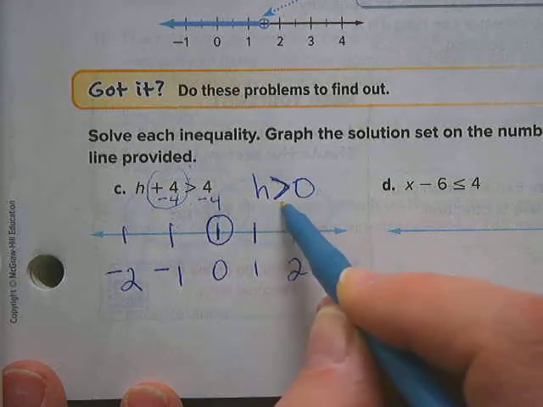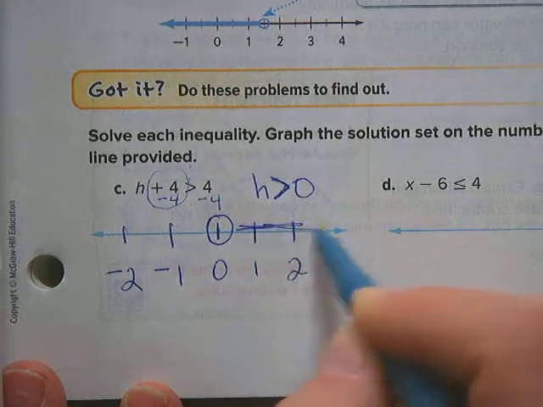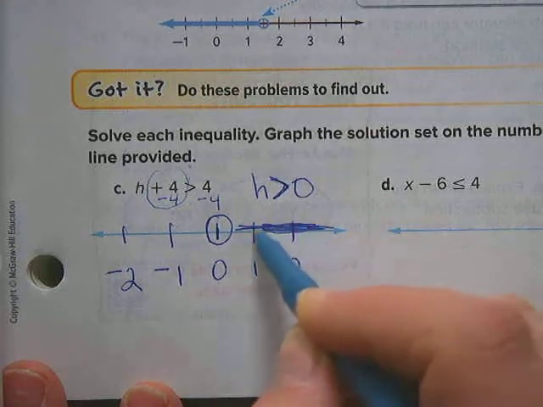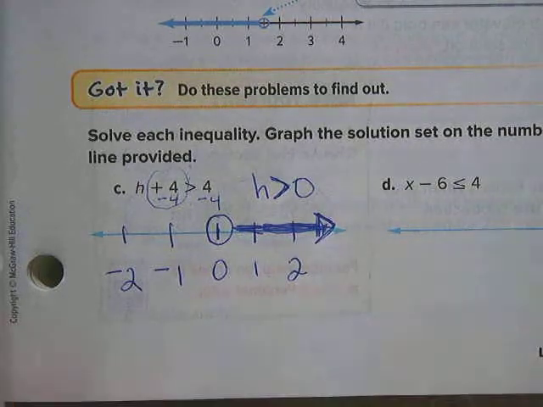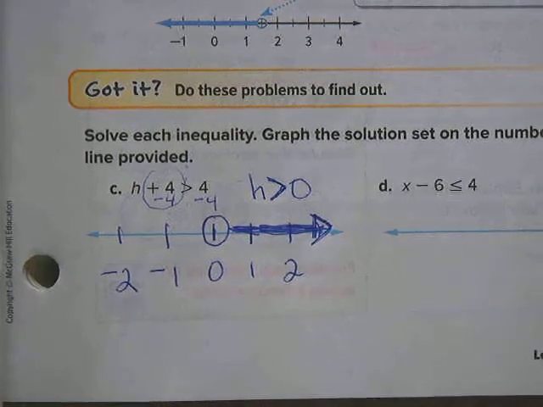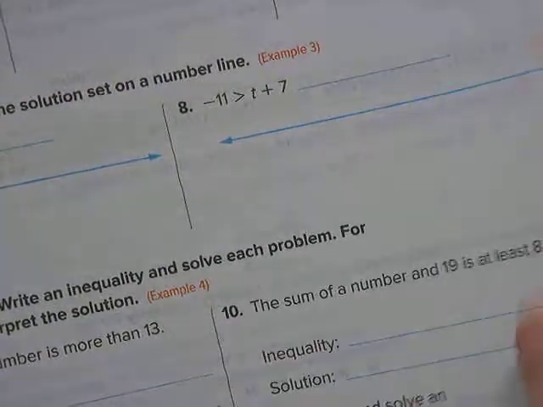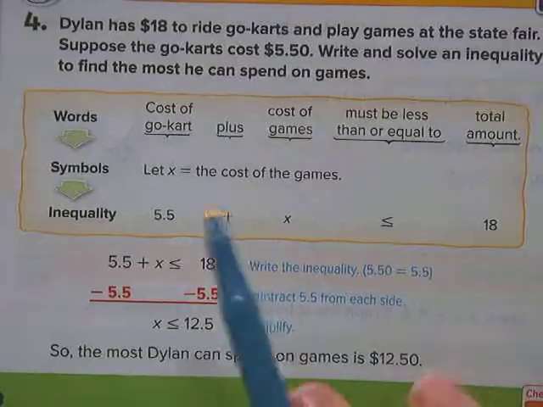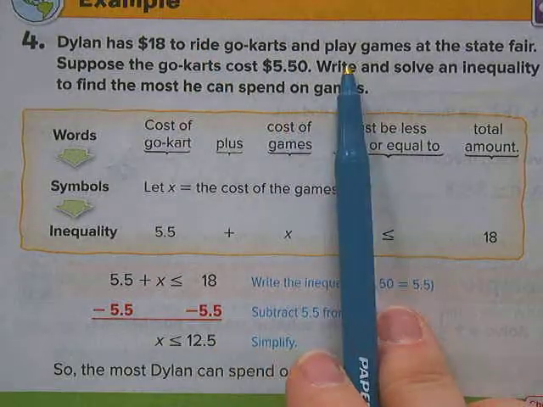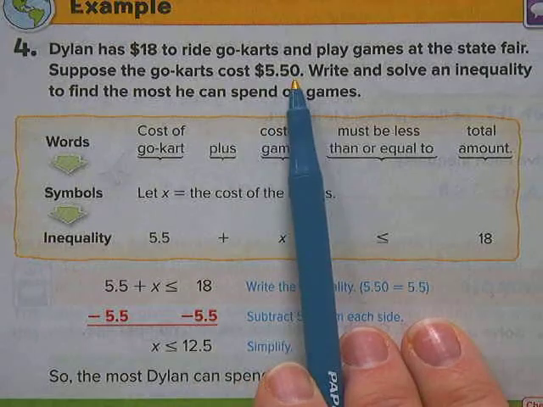So if we want all the values of h greater than 0, we are not including 0 because it's the greater than sign. It does not have the equal to part, so we don't shade it in. And everything greater than 0 is everything up here. So our graph's going to look like this. Please pause the video and do D, and restart it when you're finished. And then you'll turn the page.